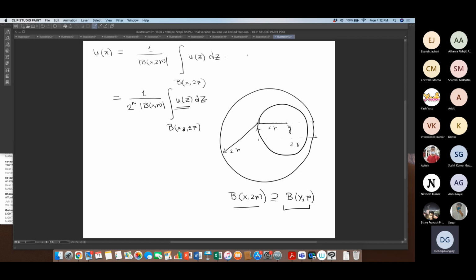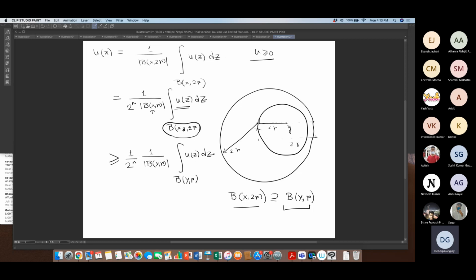Now we know that u is a non-negative harmonic function. This set B(y, r) is contained in B(x, 2r). That means this is greater than or equal to 1 by 2 to the power n times 1 by the measure of B(x, r). Instead of x, r, I can change the center to y, r. The measure will be the same because it is translation invariant. So the integral over B(y, r) of u(z) dz.